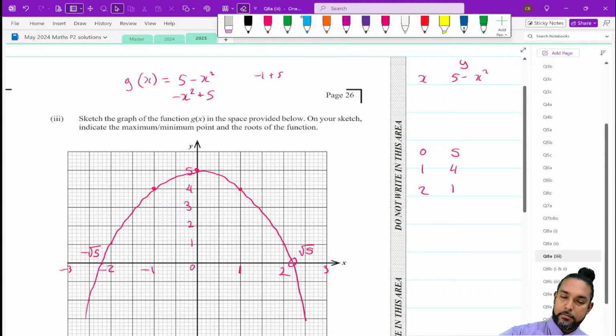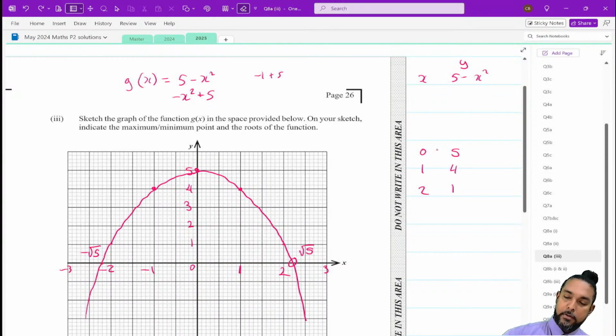Which one? This one? Yeah. 2 squared is 4. And 5 minus 4 is 1. If x is 2, y is 1. Right. So minus 1, minus 2, minus 1. This will give us the same 1 and the same 4. So that's our curve in x right there.